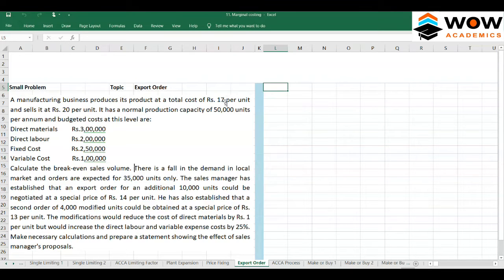So the cost of the product is 17, selling price is 20, normal 100% production capacity is 50,000. These are the costs. So this 2,50,000 of fixed cost will always remain the same whether you produce or not. So this will be fixed. The other numbers are per unit variable numbers. So first we'll try to find out the break-even sales volume. So that's what they are asking.